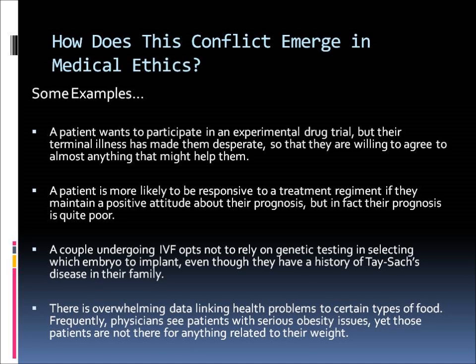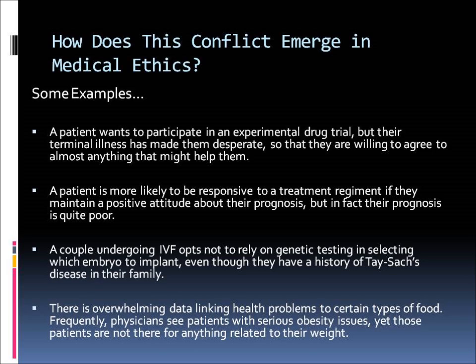Let's take another case. Suppose we know this to be true: a patient is more likely to be responsive to a treatment regimen if they have a positive attitude about their prognosis. So patients do better when they think that they're going to get better. Basically, the more psychologically positive they are about a treatment, the better the results tend to be of that treatment. Now, suppose you're the physician handling this particular patient's case, and you happen to know that the prognosis for this particular patient with regard to a certain treatment is very poor.